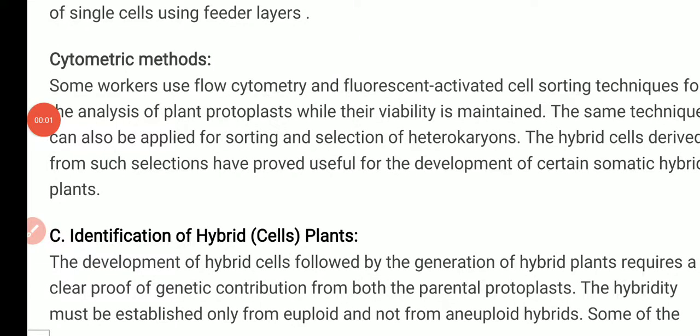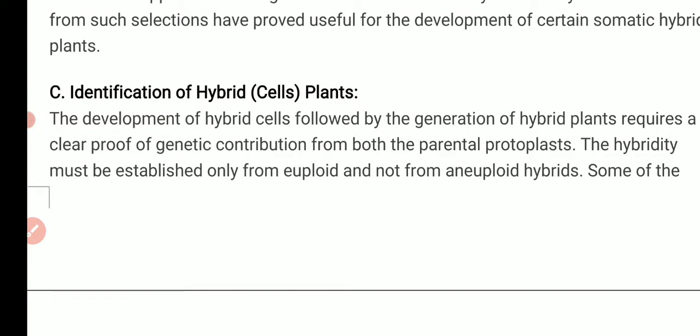Okay, so you have used those methods, no? Cytometric method, using selective media, using the pipette method. But then how do you identify? How do the scientists know which plant to take? Okay, so let's look at them.